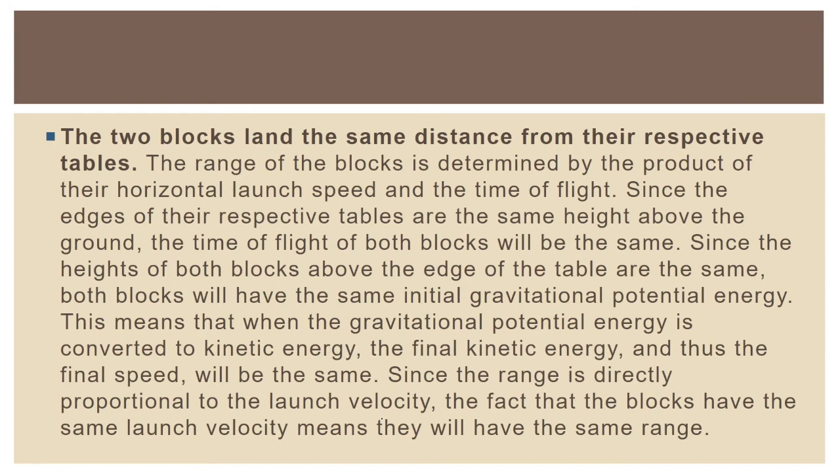Since the height of both blocks above the edge of the table are the same, both blocks will have the same initial gravitational potential energy, once again, with respect to the edge of the table, but also with respect to the ground. This means that when the gravitational potential energy is converted to kinetic energy, the final kinetic energy, and thus the final speed, will be the same.